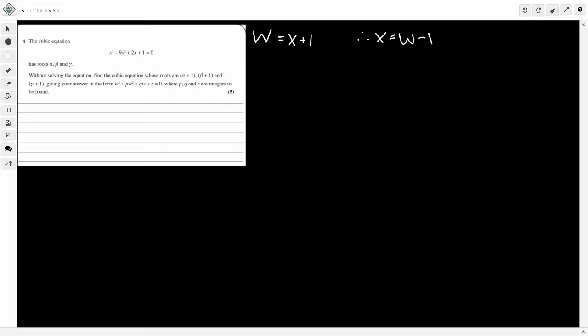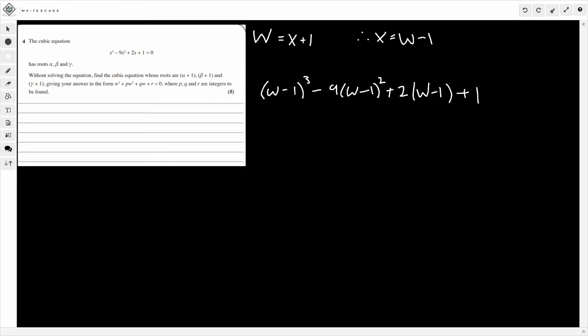So it's going to be W minus 1 cubed, minus 9 lots of W minus 1 squared, plus 2 lots of x, so 2 lots of W minus 1, minus 1, and then finally we add the 1 at the end, plus 1. And now all we need to do is expand all of these. So you're expanding these 3 brackets here, you're expanding the 2 brackets here, and then timesing it by minus 9. This will be 2W minus 2 plus the 1 at the end.